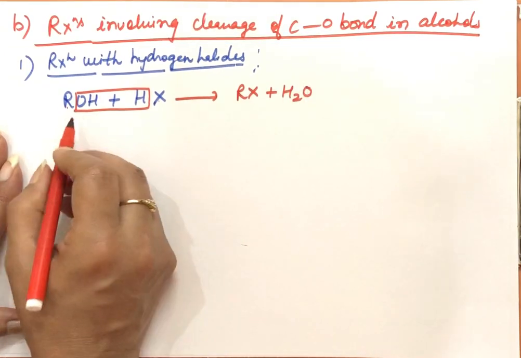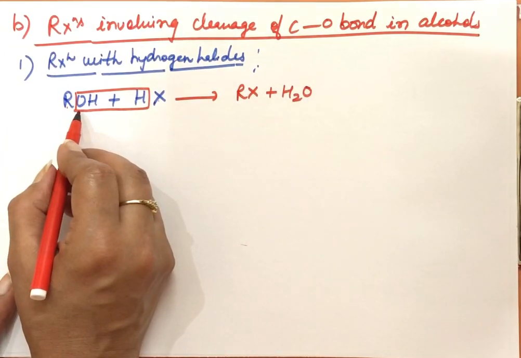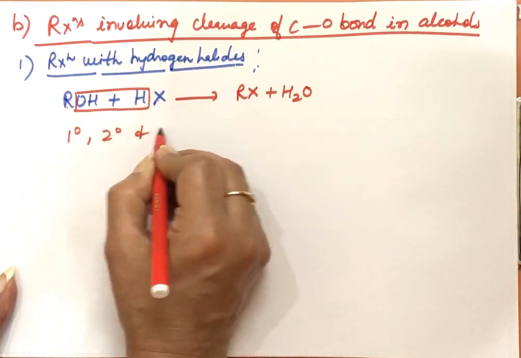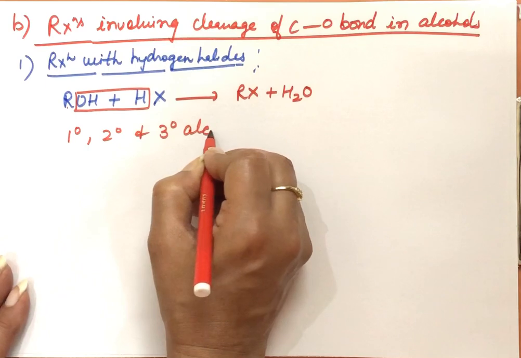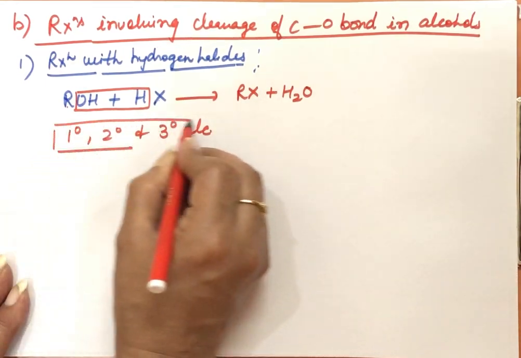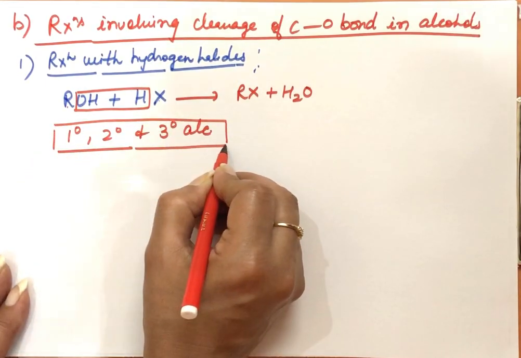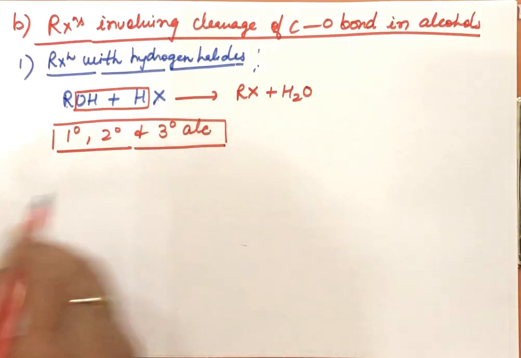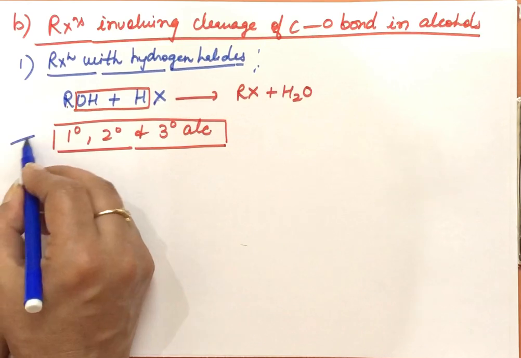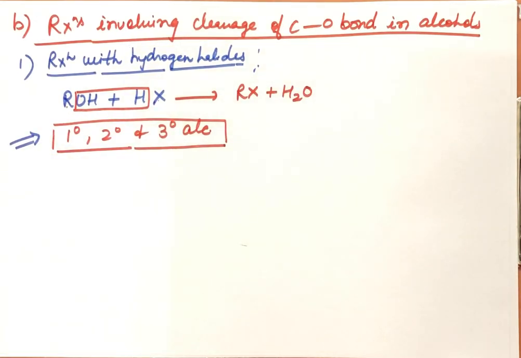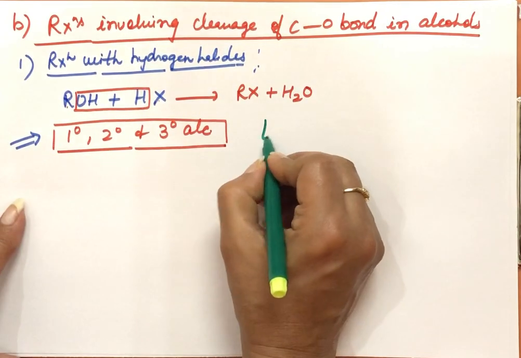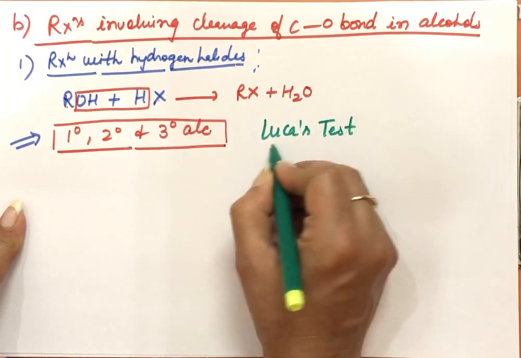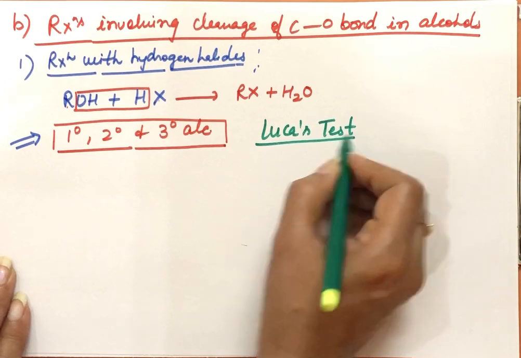Now the question here is the difference in the reactivity of primary, secondary and tertiary alcohols. If we have to make a distinction, if three samples are given, one of primary, one of secondary and the third of tertiary alcohol, then how will we distinguish between the three types of alcohols? For this we take the help of a test which is called the Lucas test. For the Lucas test, we use Lucas reagent.